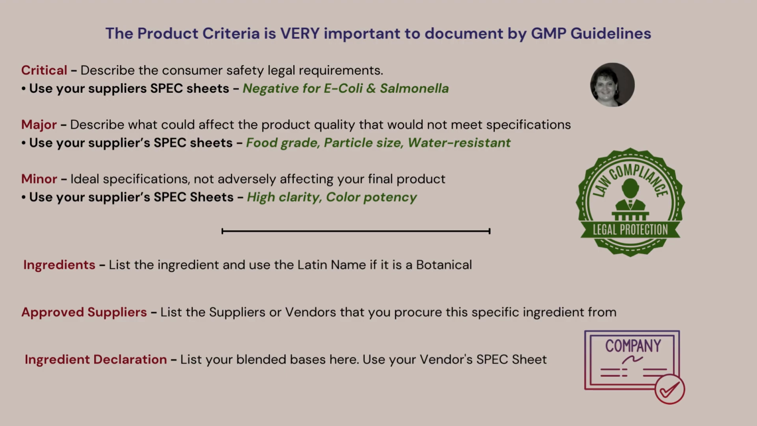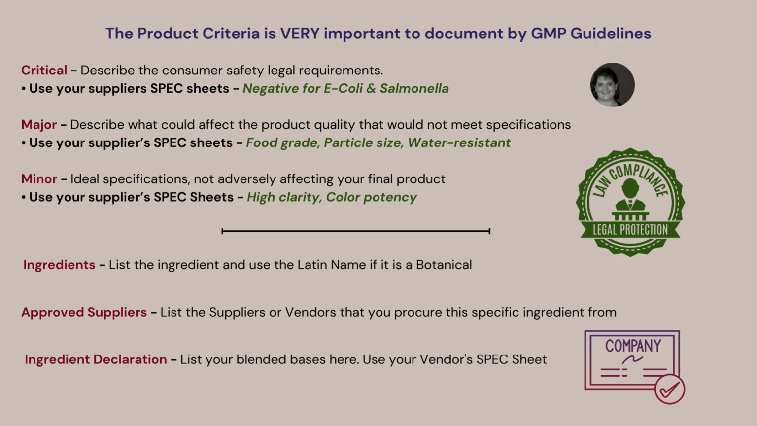Lastly is the minor criteria. Now, these are your ideal specifications, not adversely affecting your final product if your ingredient has a high clarity or color potency, but again, use your vendor spec sheets. The next heading is your ingredients. Now, you will list the ingredient by its size purchased, such as you purchase 1 pound or 5 pounds. And if it's a botanical, you must include its Latin name.